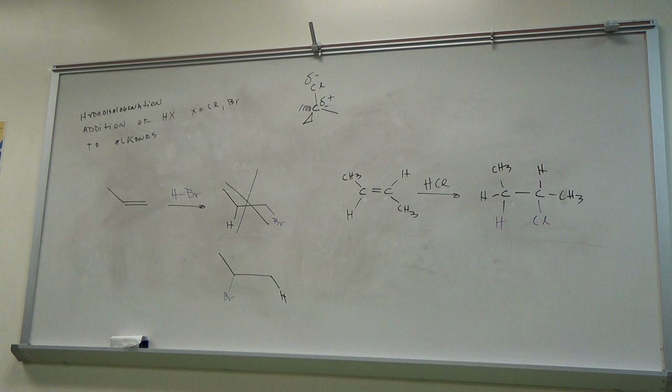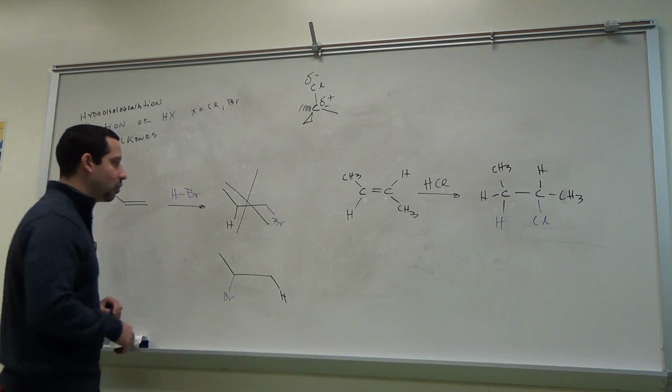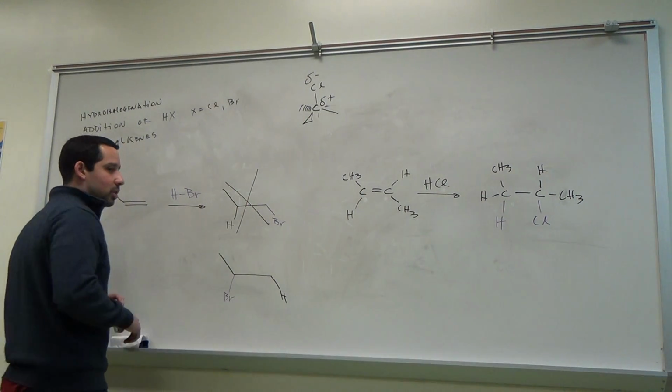Right? Regioselective. So the addition of HCl or HBr to alkenes is regioselective. That means that it selects what? The region. That's right. It selects the region where it's going to attack. It doesn't do it like this.